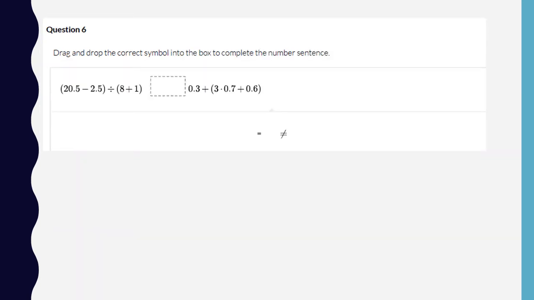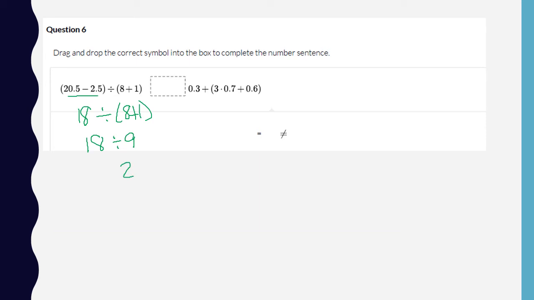Okay, let's look at number 6. Okay, so I'm going to start on my left, and I've got 2 sets of parentheses, so I'm going to solve the first set. 20.5 minus 2.5 gives me 18. And then I'm going to solve my second set. 8 plus 1 is 9. So 18 divided by 9 is 2.